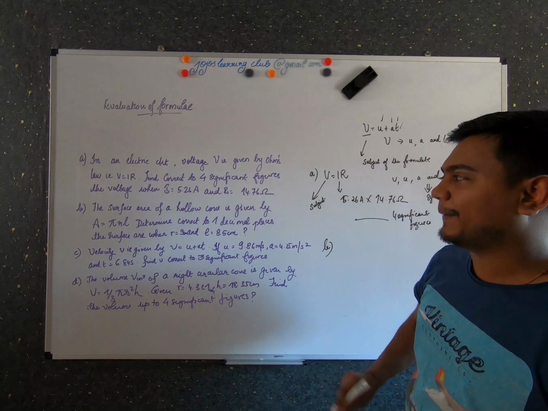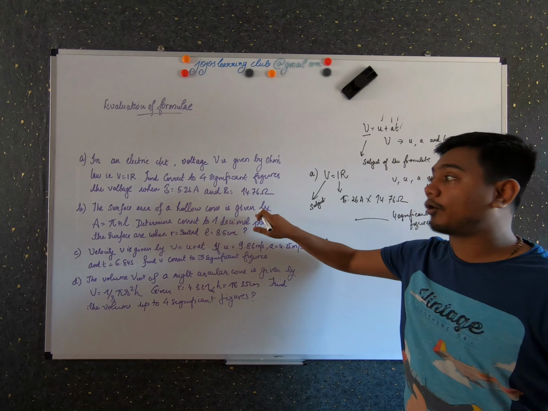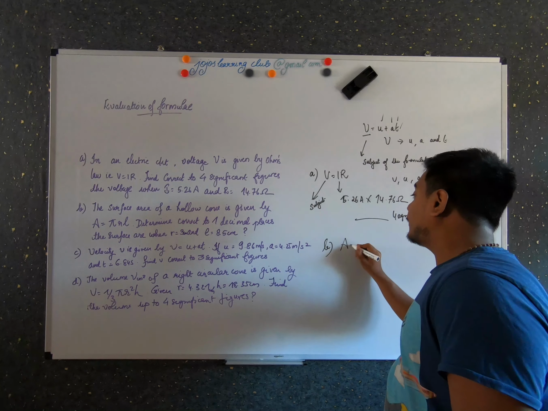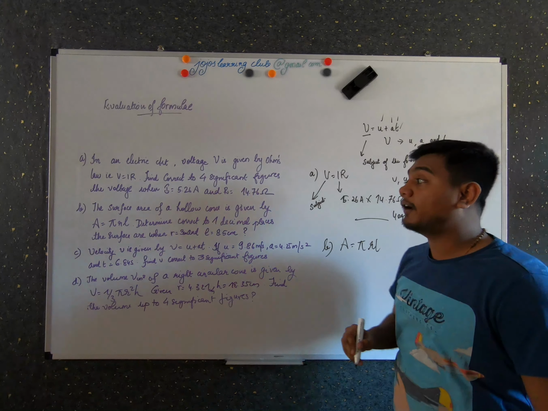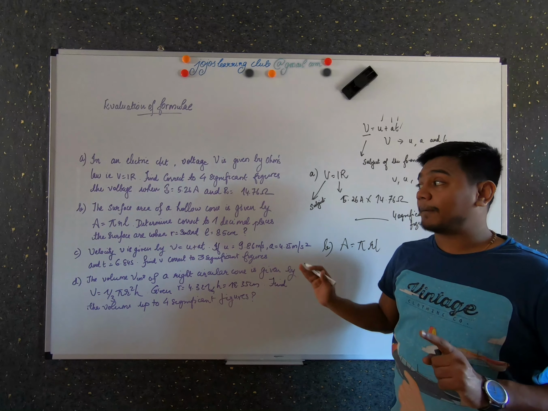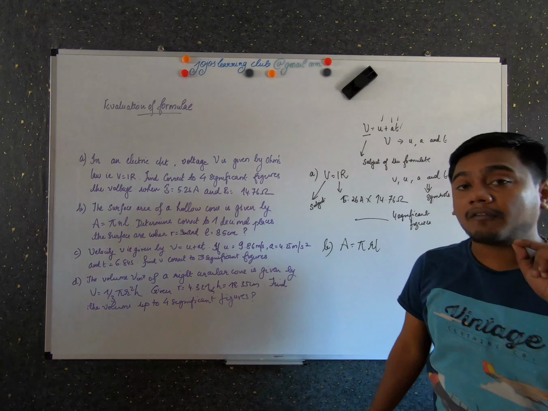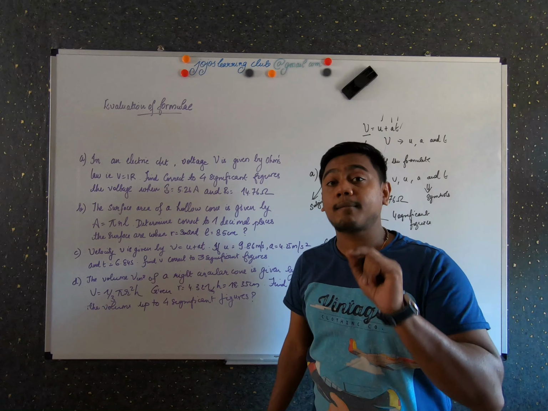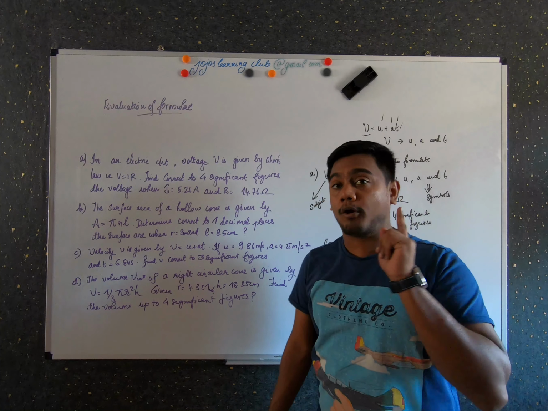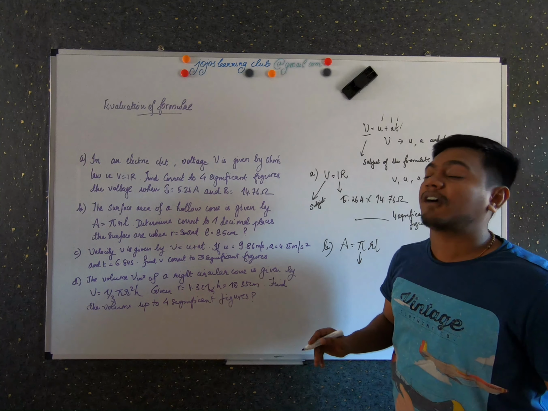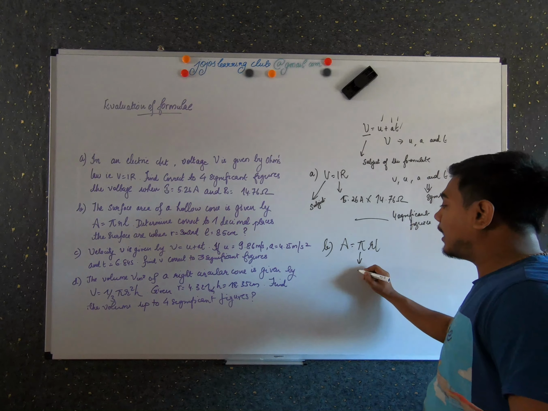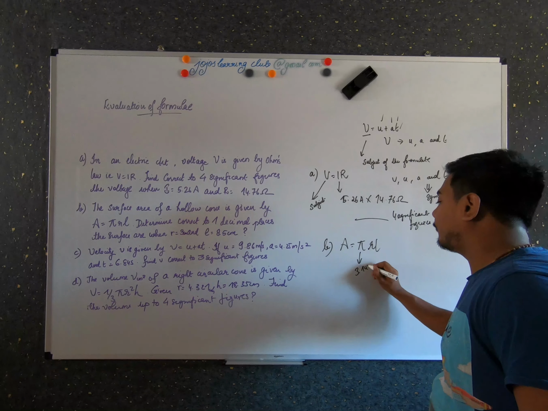And the next problem: the surface area of a hollow cone is given as A is equal to pi RL. So the area of a hollow cone is pi RL. Determine correct to 1 decimal place. So what is the hint? After the decimal point, there should be only 1 digit written in your answer. For that, pi you can approximate as 3.142, because it is a non-terminating decimal. You can round it off and write it as 3.142, right?